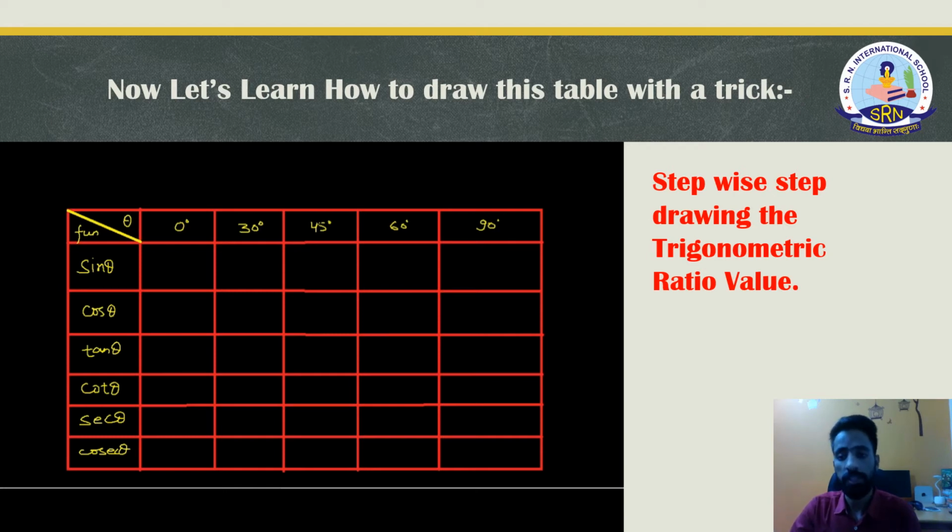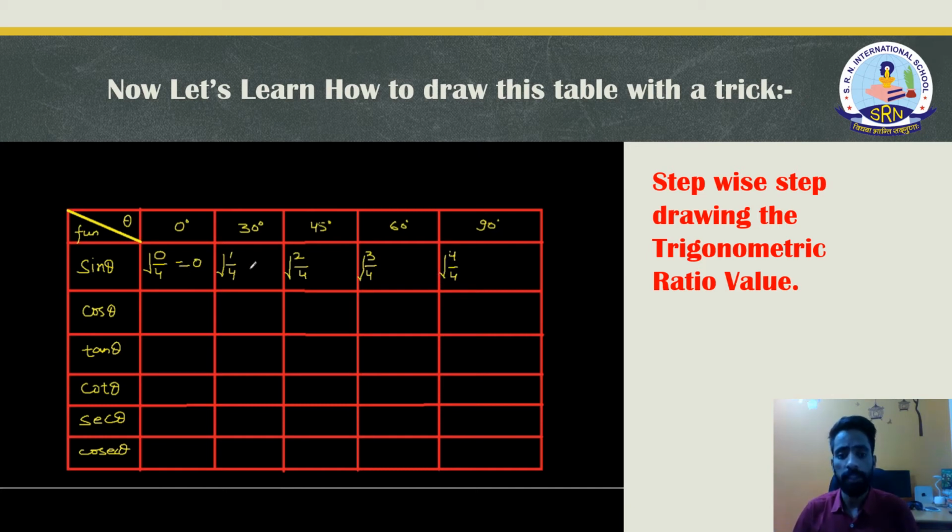What is the trick? The trick says that first of all you will be writing 0, then 1, then 2, 3, and 4. This is the trick. Then you divide all these values by 4: 0 by 4, 1 by 4, 2 by 4, 3 by 4, and the last one is 4 by 4. Let's take the square root of all these numbers: root 0 by 4, root 1 by 4, root 2 by 4, root 3 by 4, and root 4 by 4.